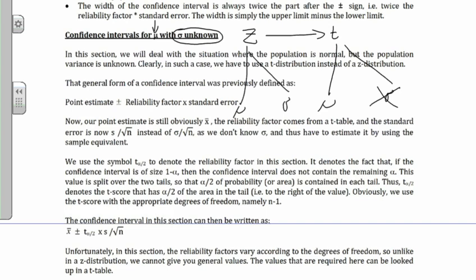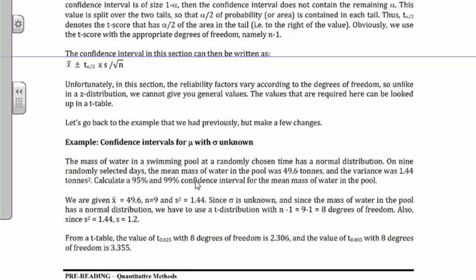Again, I want to show you how to use the T tables. We've shown you a brief introduction, a brief look into the Z tables. We are now going to have a look into the T tables. That's my example, and look at my example, guys: confidence intervals where we know the mean, but the variance is unknown.